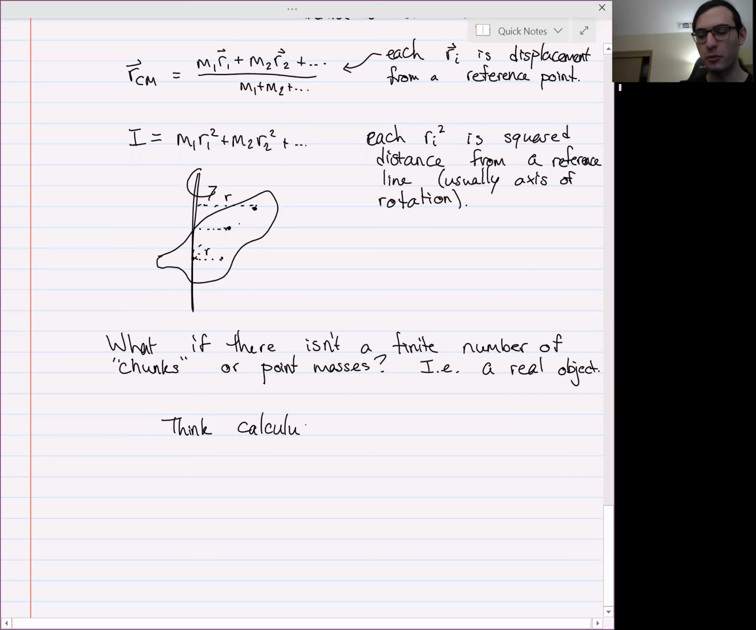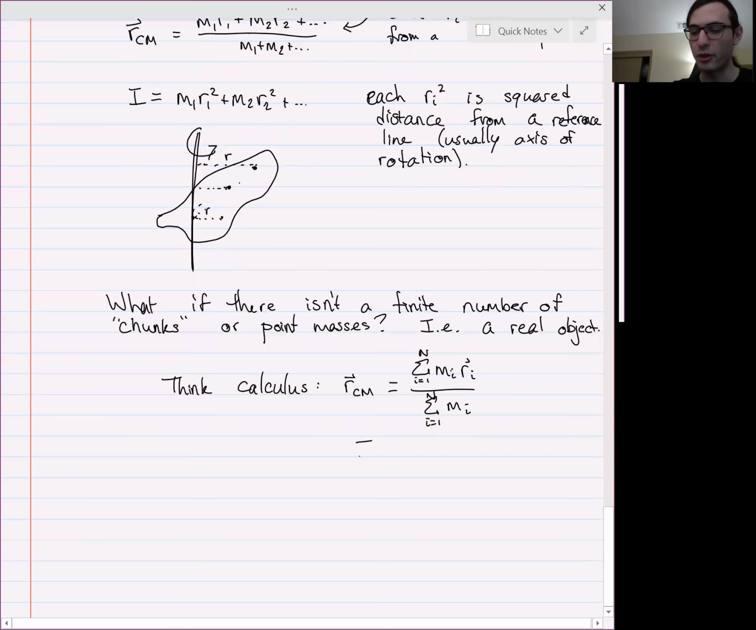So before, we could write the center of mass position as a sum, i equals 1 to, say, n, where you have n objects, and then you have mi ri. And then you divide by the sum from i equals 1 to n of mi, right? But that doesn't work if you have an infinite number. And by the way, for the moment of inertia, it would just be a sum from i equals 1 to n of mi ri squared, right?